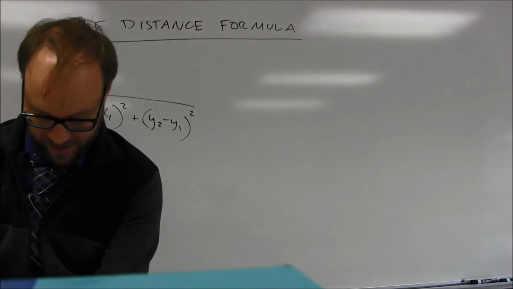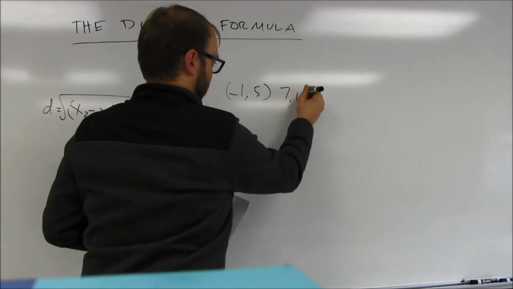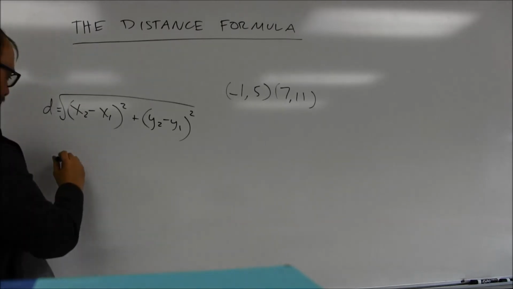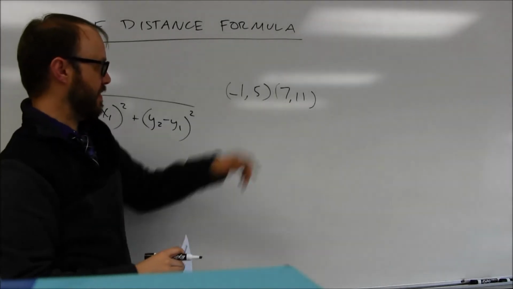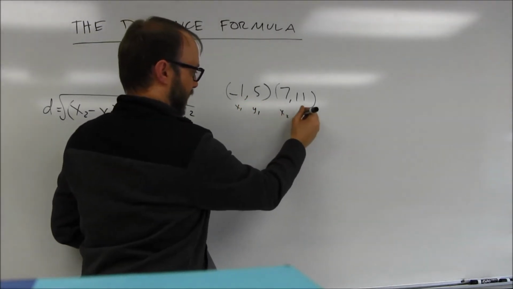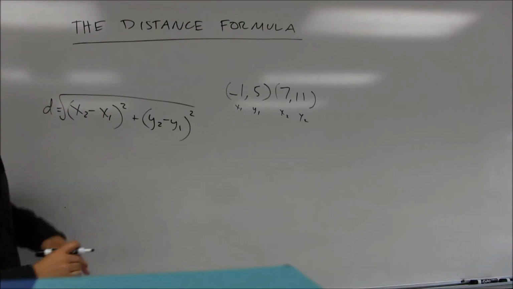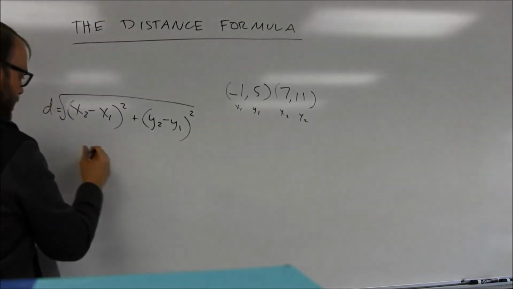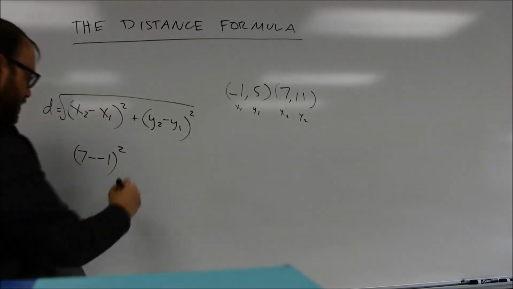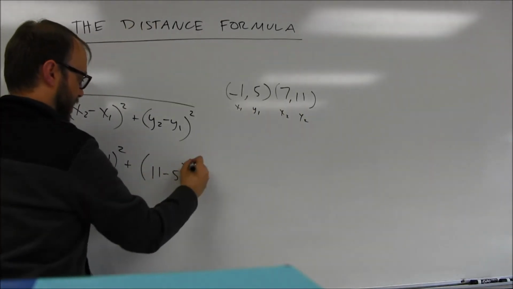So to go back and look at this, the original points I had were -1, 5 and 7, 11. I want to find the distance between those two. According to the distance formula, I can just subtract the two x coordinates. I've got point 1, I've got an x1 and a y1, point 2, I've got an x2 and a y2. The formula says x2 minus x1 squared plus y2 minus y1 squared. That's 11 minus 5 squared.